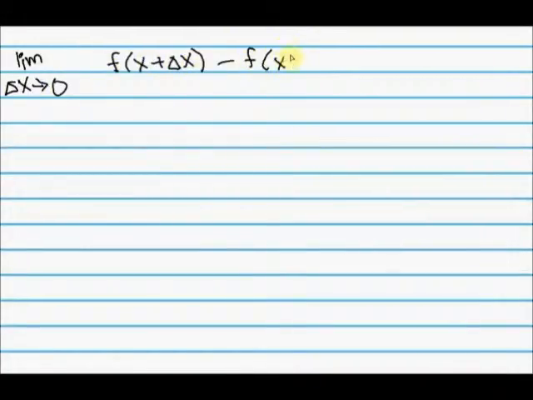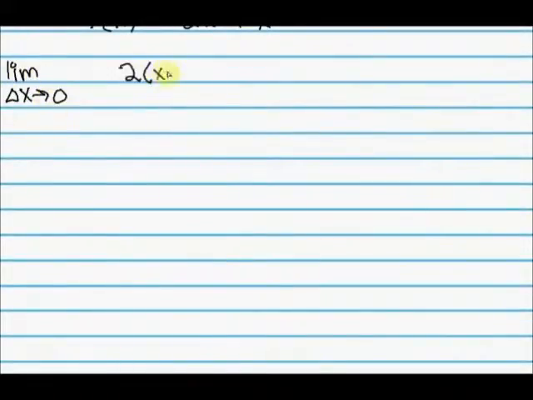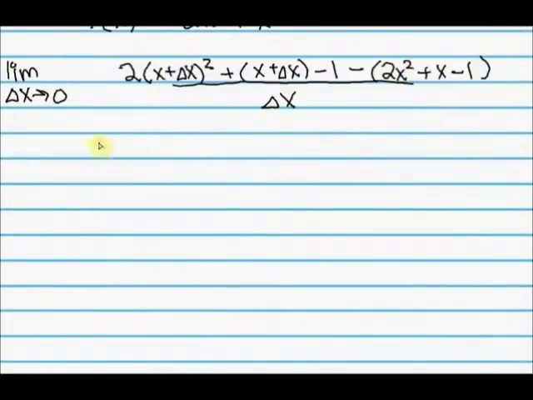The definition of the derivative is the limit as delta x approaches 0 of f(x plus delta x) minus f(x), over delta x. For example, to find the slope of the function f(x) equals 2x squared plus x minus 1, you insert the equation to fit the definition of the derivative.